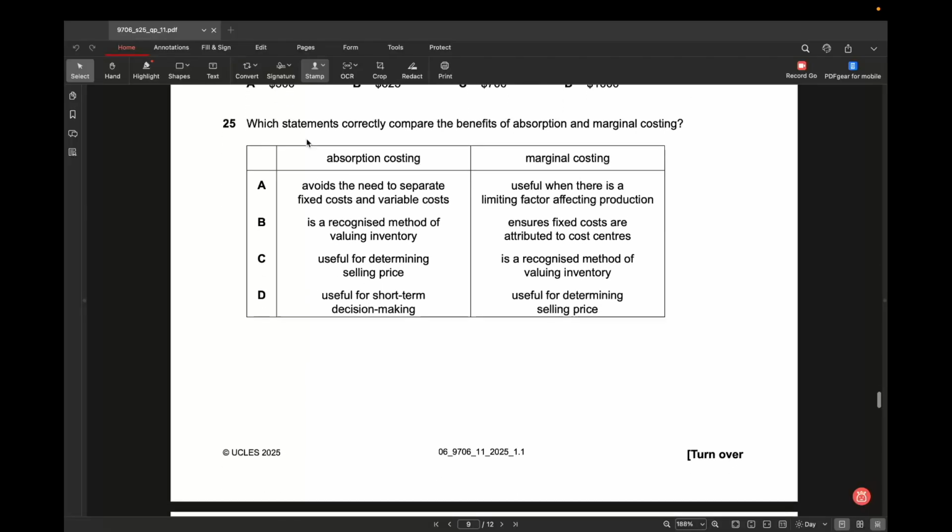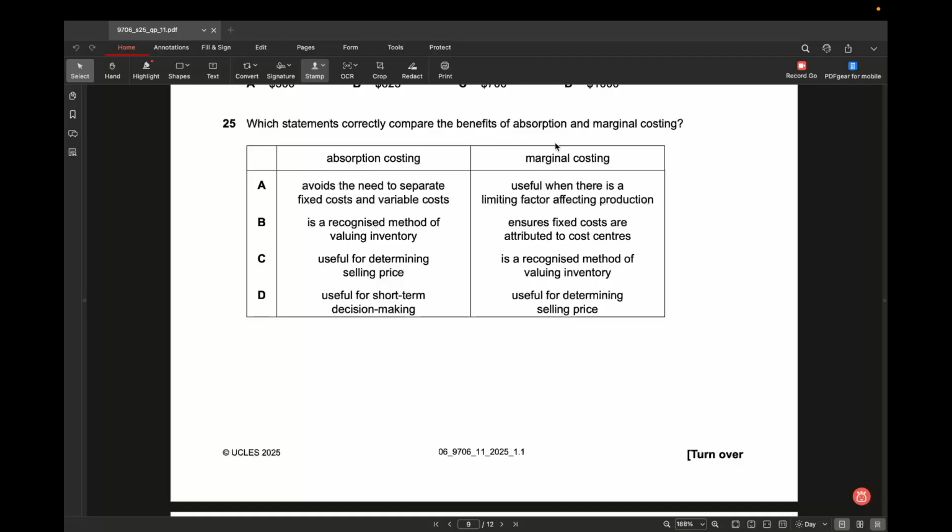Let's move on to the next question, 25. Which statement correctly compares the benefit of absorption and marginal costing? Let's look at that. Absorption costing, A, avoids the need to separate fixed cost and variable cost. Absolutely true. When we use absorption costing, we do not separate variable cost and fixed cost like marginal costing. We just take into consideration direct cost and overheads and calculate the production cost. So the correct answer is A for absorption costing.